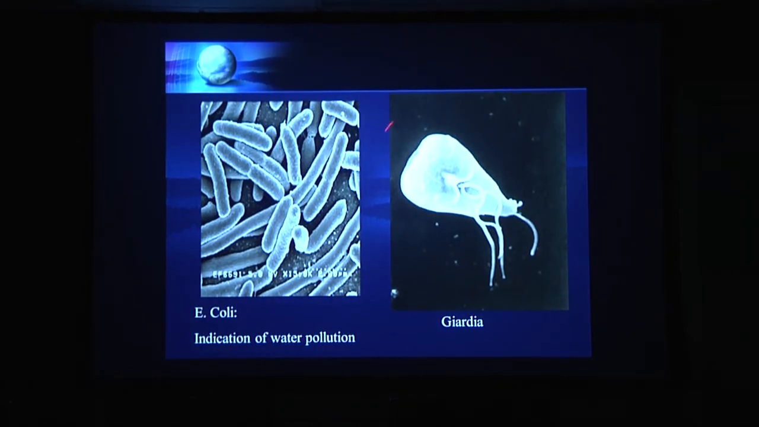Oh, here's a picture of Giardia, and E. coli can make you sick. Different strains of E. coli, and it's really an indication of water pollution. Water treatment plants will actually test for E. coli, and if the levels are high, they'll know they've got a contamination problem. They need to treat the water better. So this is a test that is done a lot for water quality control.